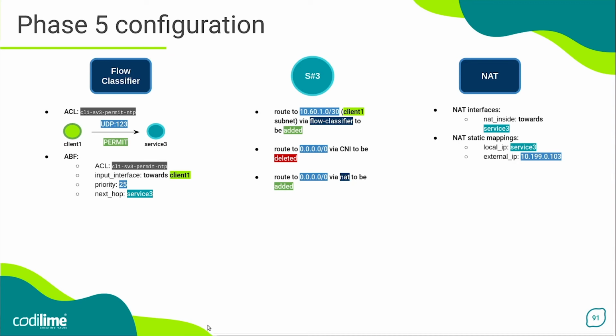And the last thing to do is to add a new static mapping to the NAT. Here we say the service-free IP address will be NATed to the external address equal to 10.199.0.3.